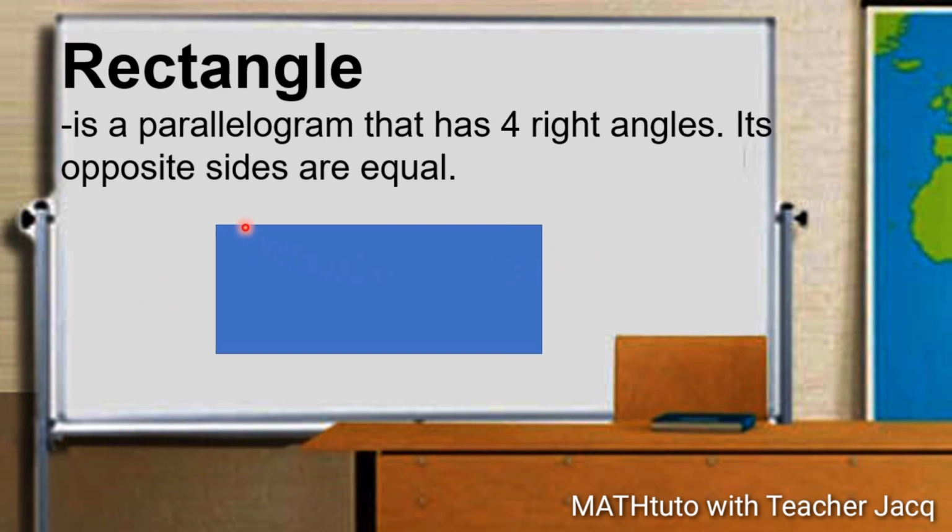And when it comes to angles, ang rectangle ay meron siyang 4 angles, which is this one, 1, 2, 3, 4. So, ang 4 angles ng rectangle, it measures 90 degrees each. So, magkakasukat ang 4 angles ng ating rectangle.